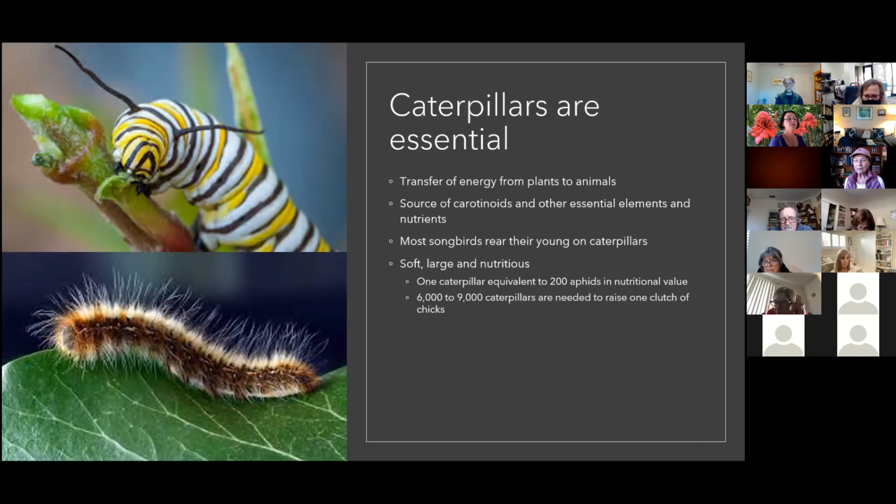And we know that it takes about 6,000 to 9,000 caterpillars to raise just one clutch of chicks. So the more we can provide those caterpillars, the better. And you don't have to worry that these caterpillars will eat your tomato plants or something. They're different than the hornworms. The natives are pretty specific to their host plants, and they will not eat or put their eggs on your garden plants. So it's a good thing to have these around for many reasons.